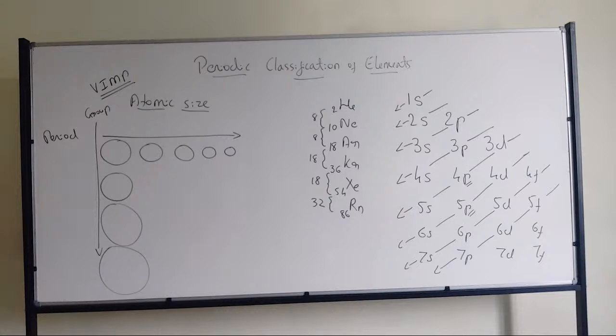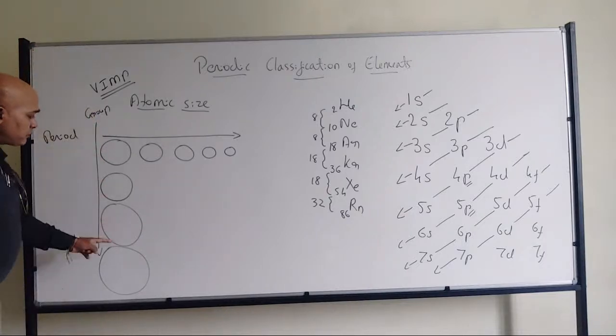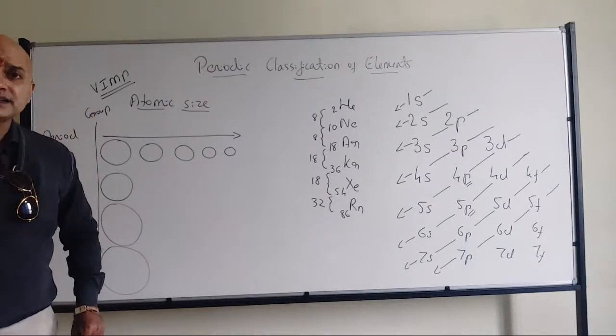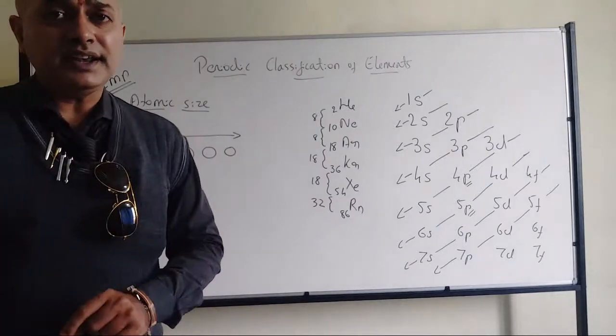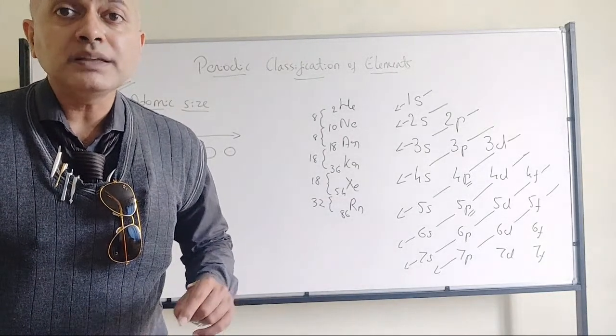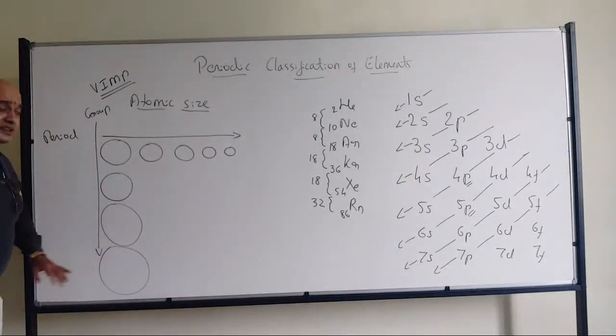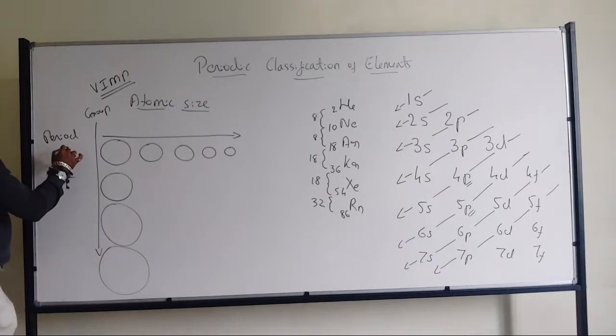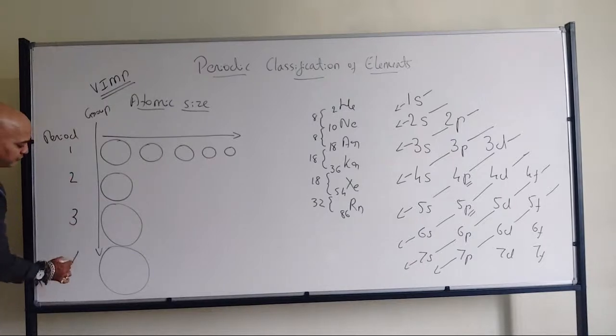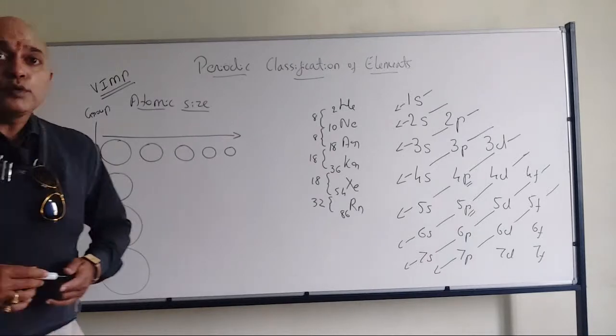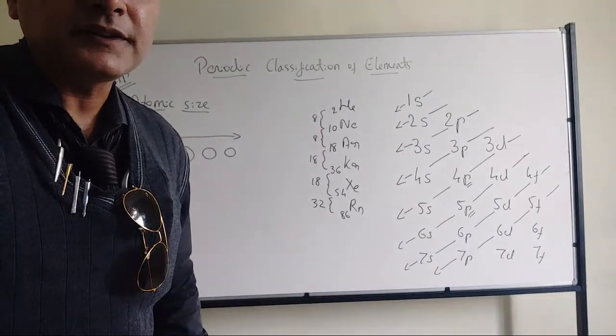Now, down the group, why does atomic size increase? We have already discussed that when I was talking about the period. That is because when you are moving from period number 1 to 2, then 3, then 4, here we imagine only 4 periods I have shown. So when you are moving down the group, we are moving from one period to the next period.